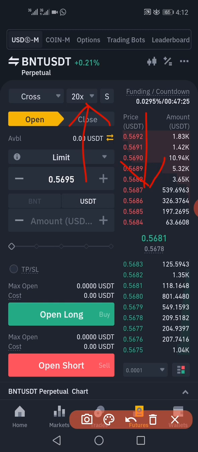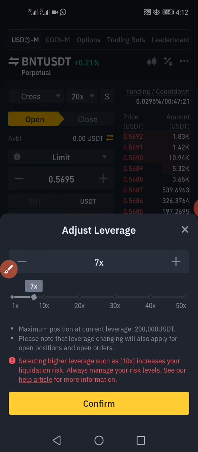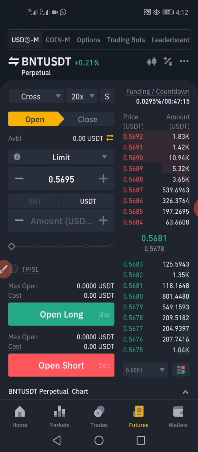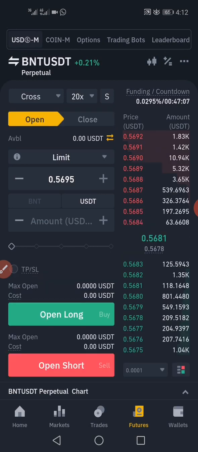Okay, that's for leverage. So you know what leverage is now. So you have to start with a very low leverage. Mostly I recommend starting with 2x or 3x. Okay, now that is that. So just leave this open, leave this closed. This one we'll come to talk about later.